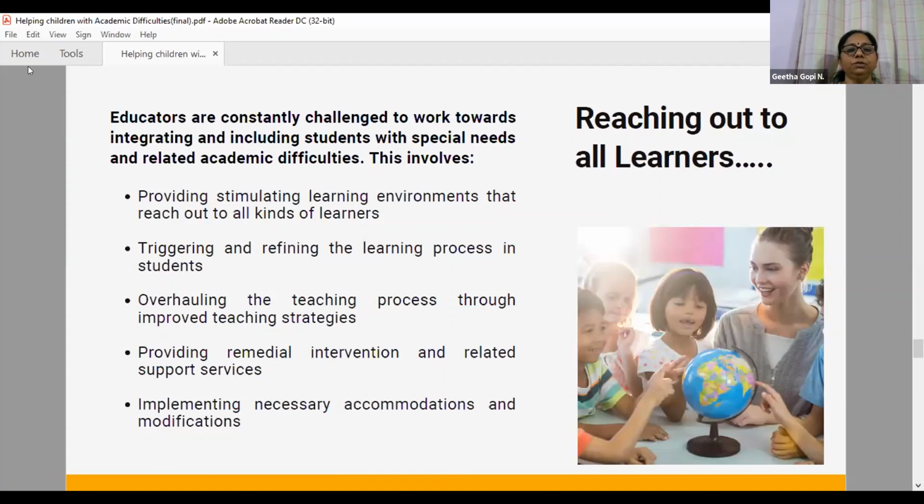Overhauling your own teaching process through improved teaching strategies. Now, this is a never-ending process for all educators.